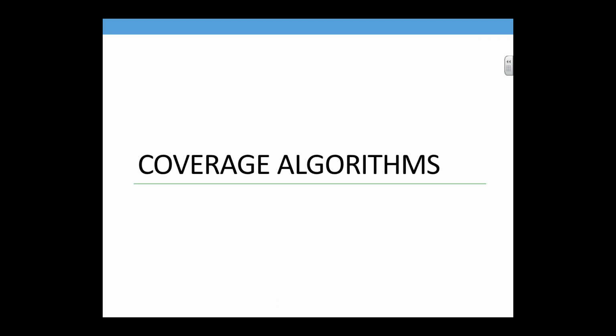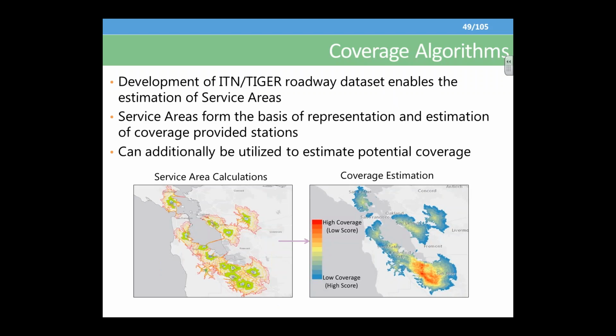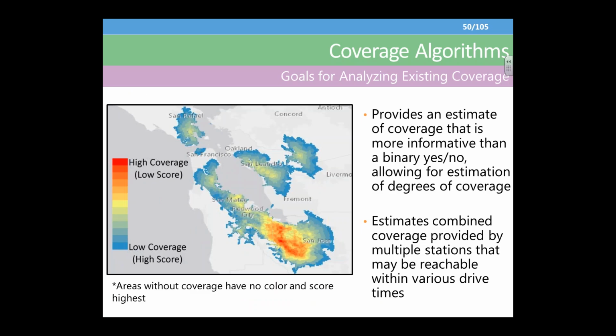All right, so that's the end of the discussion on the actual traffic data set. And that all leads into the coverage calculation, which is part of our analysis. In the coverage algorithm, those service areas that we calculate based on the drive times from ITN Tiger are the basis for the representation and estimation of coverage provided by existing stations. You can also utilize that same data set to estimate coverage that might be provided by potential stations in the future.